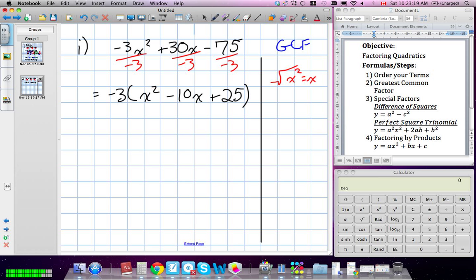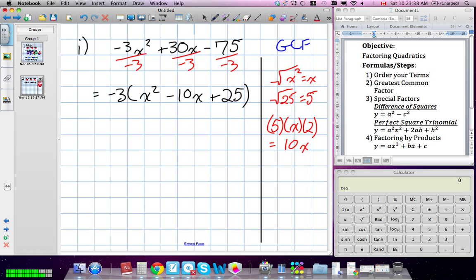Multiply 5x, 5 and x, and times 2. 5 times x times 2. What do we get? 10x. Does that work? Yeah. What's the one thing we're kind of missing here with our perfect square trinomial? You notice anything about this 10x and this 10x?